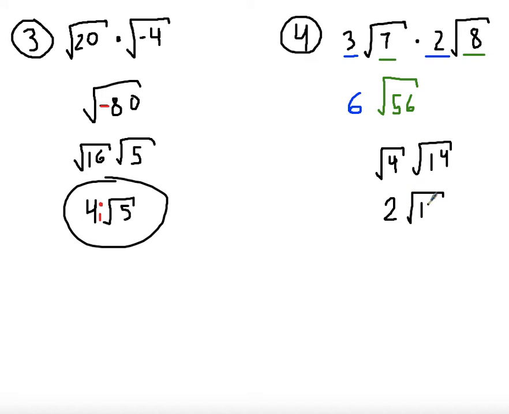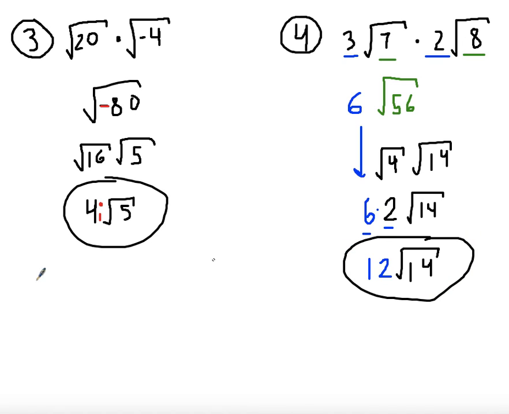But I almost forgot something. I almost forgot this little 6 right here. So let's drop this down. Now, what this is not is 62 square root of 14. It's 6 times 2 square root of 14. These are two normal numbers, just like how we multiply normal number 3 with normal number 2. This is normal 6 with normal 2. That would be 12. So that's how you simplify these things that have multiple square roots happening at one time. Okay? Hopefully that made a little bit of sense. And that's what happens when you multiply square roots together.